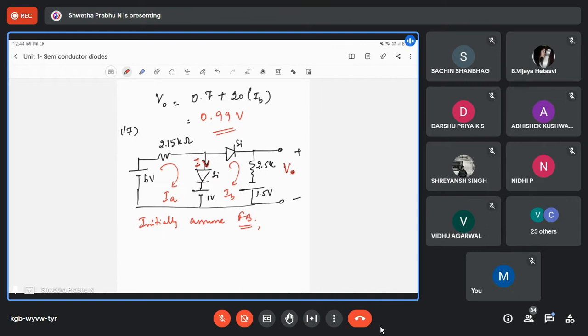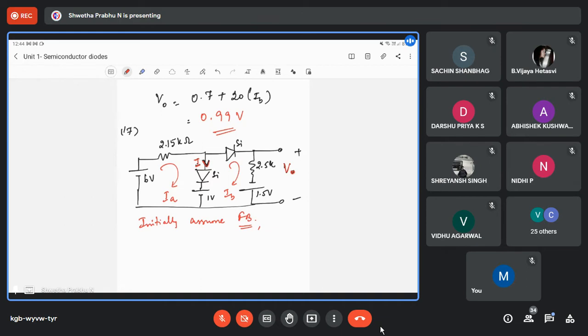So here they're asking you to find the main current I which is flowing through the middle path, and then to find the output voltage V naught. And you don't know whether the diode is forward biased or reverse biased. So initially we'll assume both the diodes as forward biased. First step is you'll have to find the loop current, loop A, loop B, and then you sum up both the current values in order to find the main current I.